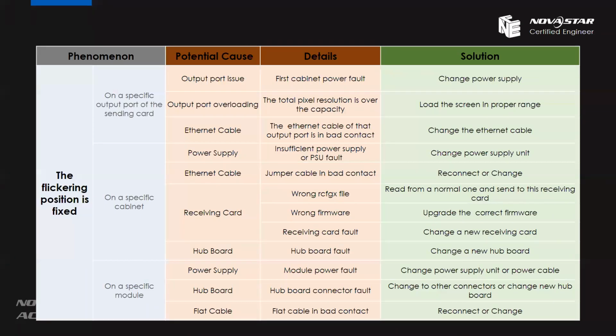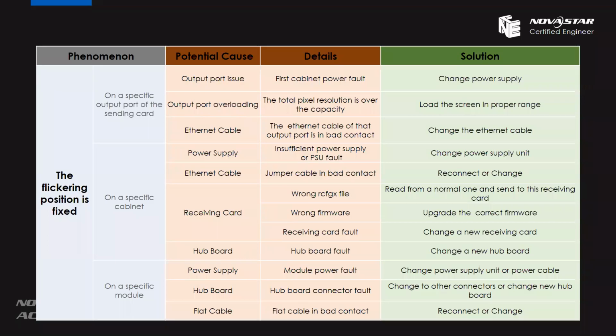And for the cabinets, it could be the power supply. If this cabinet is faulty, maybe we need to change the power supply unit. And also the Ethernet cable, the receiving card. This part is quite similar to when we're troubleshooting the screen blackout issue. And also the hot board could be the reason. And if it's a specific module, it's the same, we need to check the power supply of this module. Maybe it's a power supply cable or the power supply connectors. And also the hot board, the flat cable.